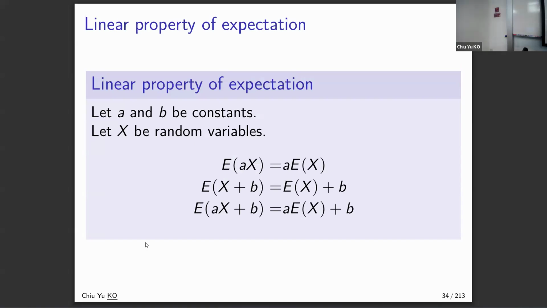Now, we want to learn some linear property of the expectation. This will be very useful, especially when you go to finance class or you learn to do some calculation, which makes our life easier.